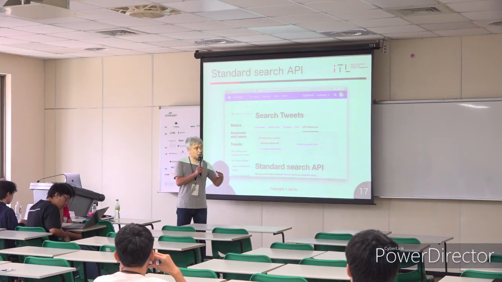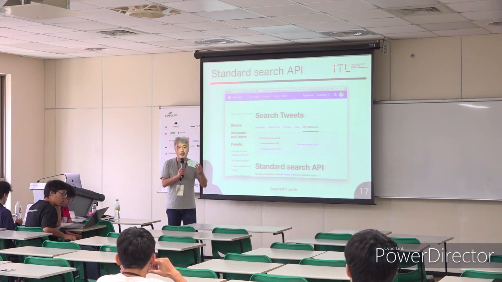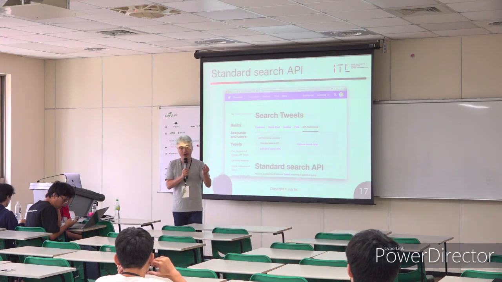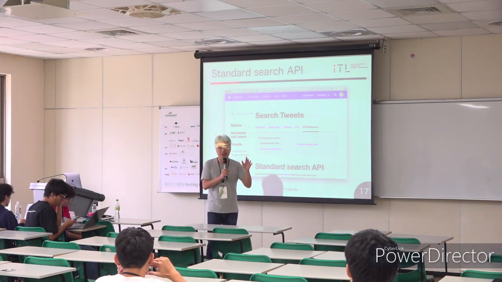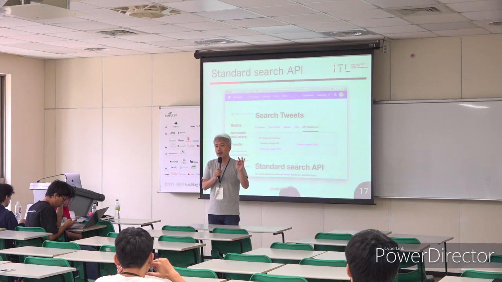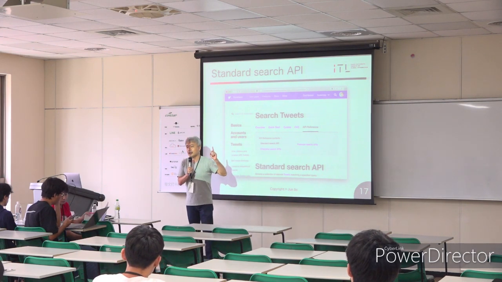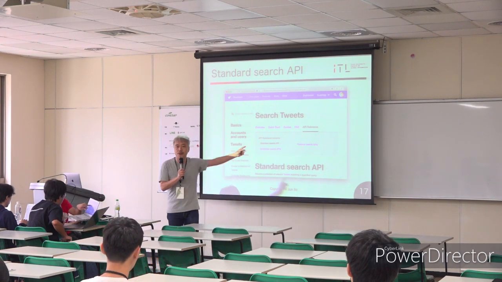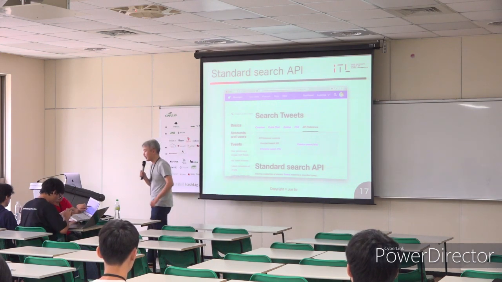next we use the standard search API. Twitter provides three types of APIs. One is the standard search API, the second one is the premium search API, and the third one is the enterprise search API. But the last two, the premium API and the enterprise API, require paying some fee. The standard search API doesn't require a fee. It's free to use. So we use this standard search API.